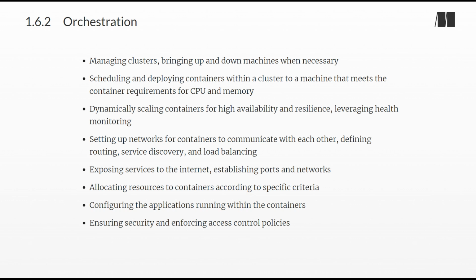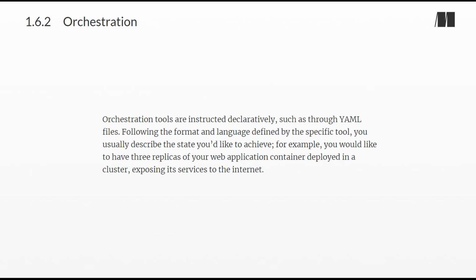Allocating resources to containers according to specific criteria. Configuring the applications running within the containers. Ensuring security and enforcing access control policies. Orchestration tools are instructed declaratively, such as through YAML files. Following the format and language defined by the specific tool, you usually describe the state you'd like to achieve. For example, you would like to have 3 replicas of your web application container deployed in a cluster, exposing its services to the Internet.